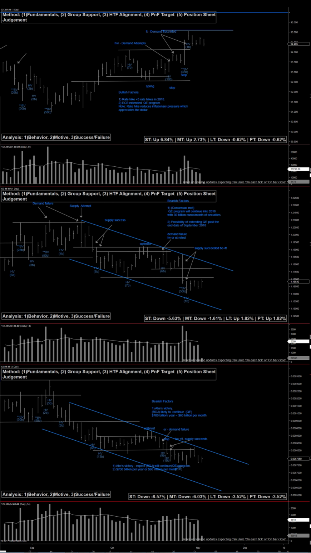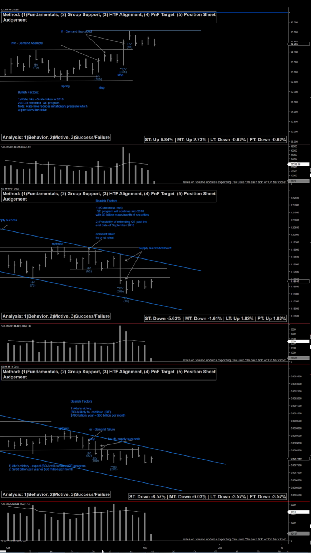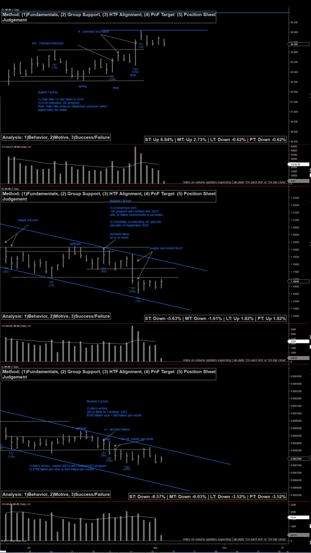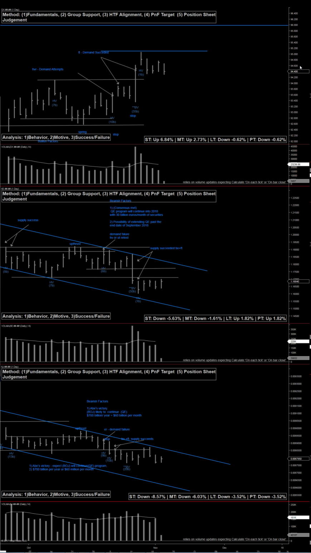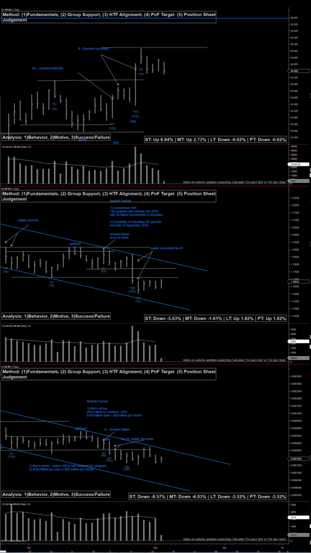Anyway, so you have the dollar index. It pulled back here once. It had a spring. It had a test. And it had a big volume breakout. So taking a look over here, you have the biggest volume in 35 bars.